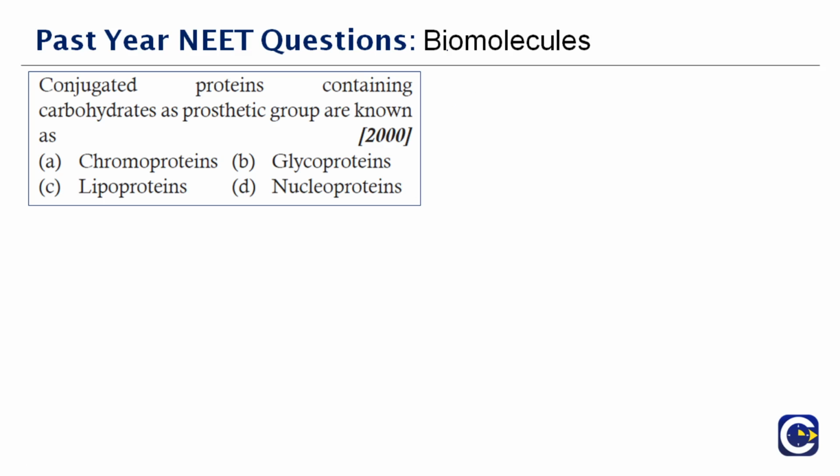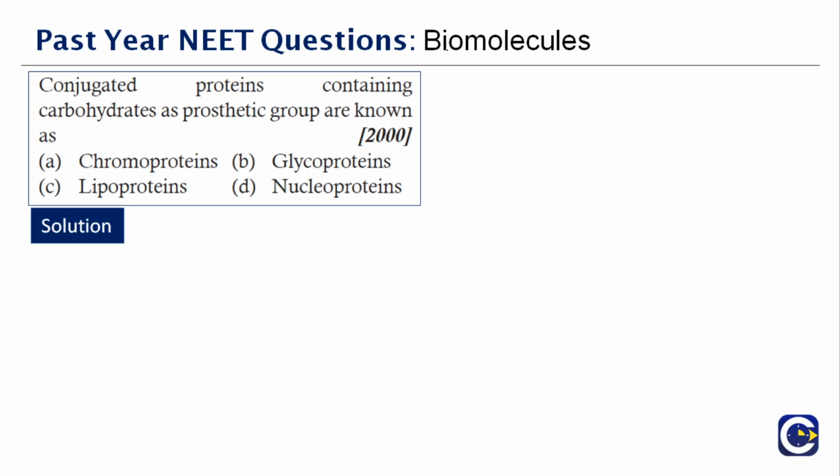Conjugated proteins containing carbohydrates as prosthetic group are known as dash. Before we go into the solution, we should know what conjugated proteins are. A conjugated protein is a protein that functions in interaction with other chemical groups, attached by covalent bonds, which is sharing of electrons. Many proteins contain only amino acids and no other chemical groups, and they are called simple proteins. Now, conjugated proteins containing carbohydrates.